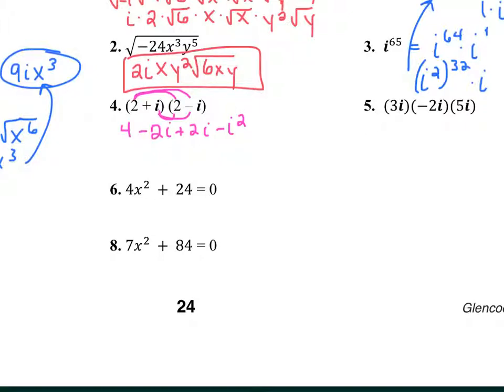So we need to simplify, so 4, and then these two cancel out. And then minus i squared, but i squared is negative 1. So minus a negative 1, which makes it 4 plus 1, which makes our final answer 5. So notice complex times complex gave us real because these two are complex conjugates.